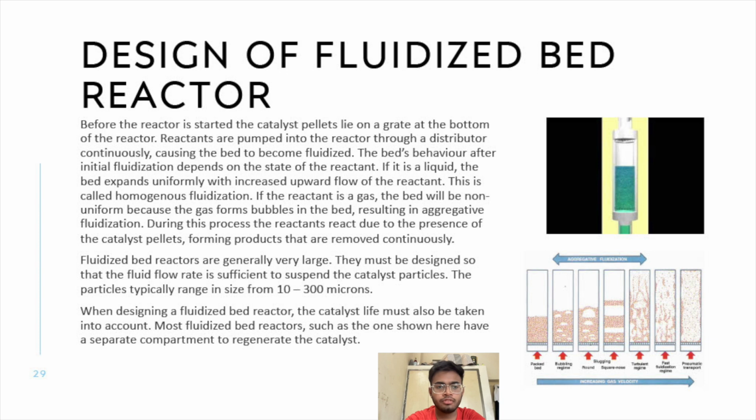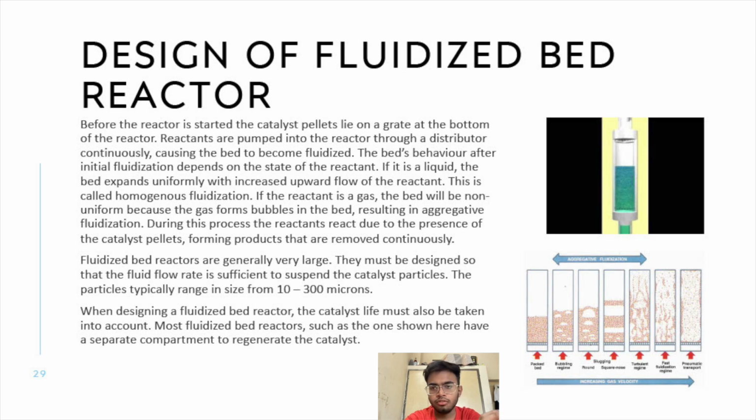The bed's behavior after initial fluidization depends on the state of the reactant. If it is a liquid, the bed expands uniformly with increased upward flow of the reactant. This is called homogeneous fluidization. If the reactant is a gas, the bed will be non-uniform because the gas forms bubbles in the bed, resulting in aggregative fluidization. During the process, reactants react due to the presence of the catalyst pellets, forming products that are removed continuously.